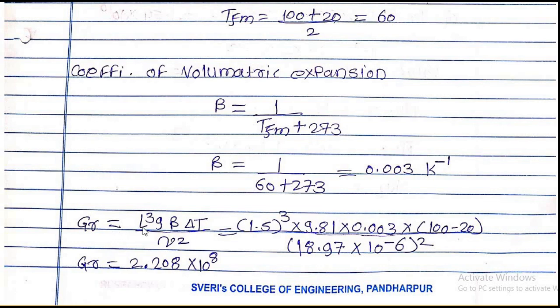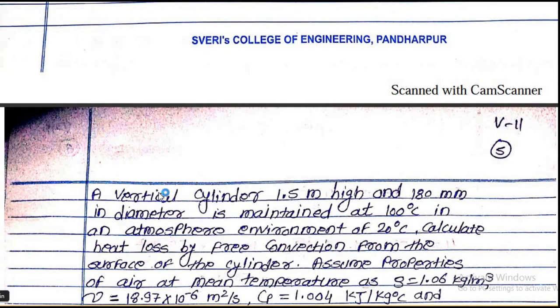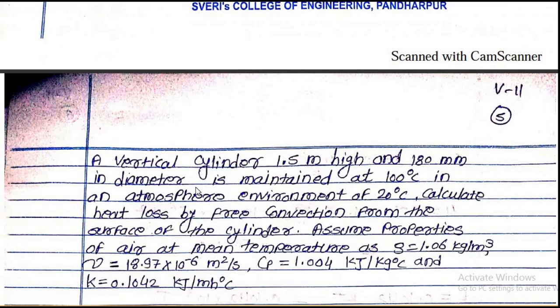So Grashof number is equal to characteristic dimension raised to cube, that is nothing but L cube, multiplied by g, multiplied by beta, multiplied by delta T, divided by nu square, where L is the characteristic dimension. In case of the cylinder, here we have to remember that the cylinder is vertical. So in case of a vertical cylinder, the length of the cylinder should be considered as the characteristic dimension.